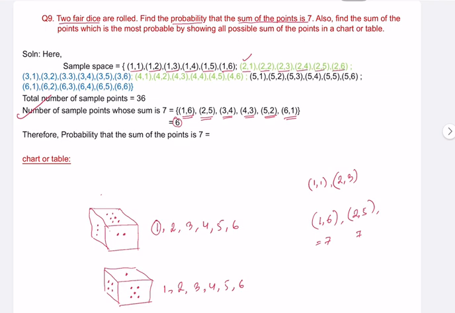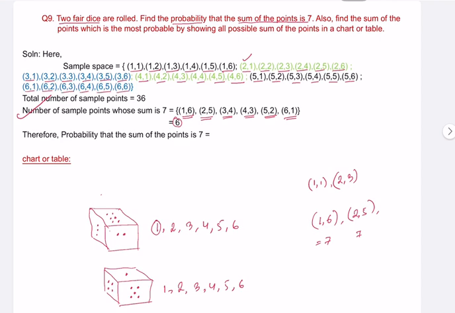So in another die, if it is 3, it can be 3, 1, 3, 2, 3, 3, 3, 4, 3, 5, 3, 6. So similarly, it goes with the pattern. If one die got 4, it can be 4, 1, 4, 2, 4, 3, 4, 4, 4, 5, 4, 6. Then if another die comes out with 5, then 5, 1, 5, 2, 5, 3, 5, 4, 5, 5, 5, 6. At last, suppose in one die it comes out 6, then the other possible combinations are 6, 1, 6, 2, 6, 3, 6, 4, 6, 5, 6, 6.